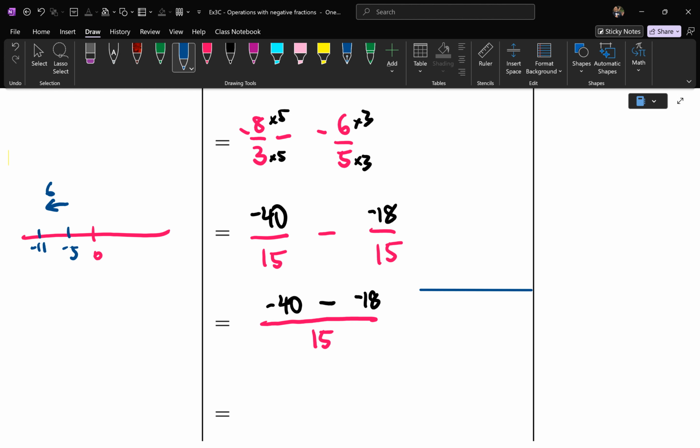32. Not 32, but you're on the right direction. Think about it. Negative 40. Am I on the left or on the right? On the left. So negative 40 is here.